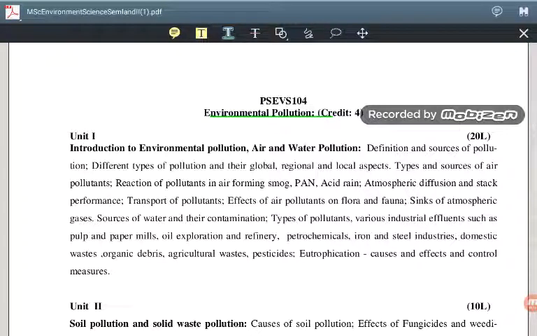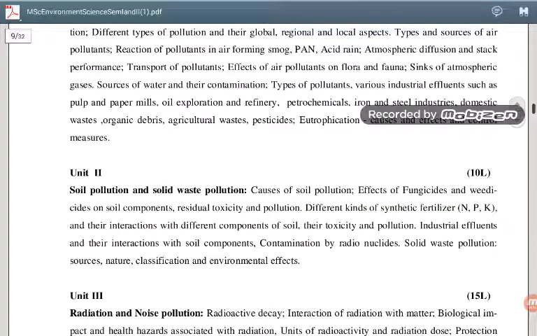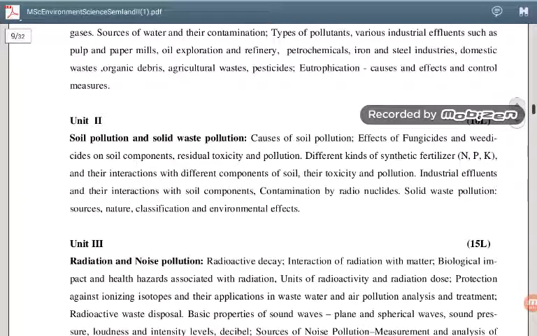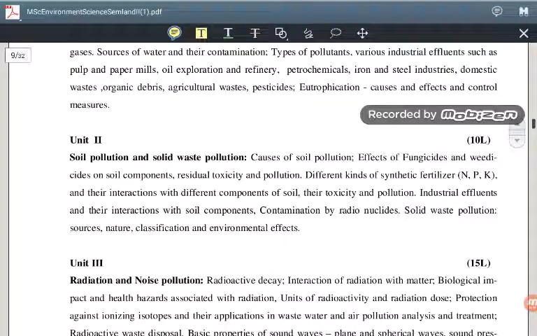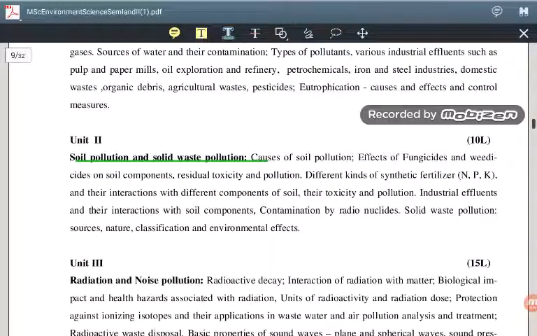Again, the environmental pollution paper, the fourth paper, consists of 4 units. The first unit is the introduction to environmental pollution. What are the different types of pollution we are facing today? It may be air, water, soil, etc. You can say that paper 4 consists totally of pollution. The second unit is related to soil pollution and solid waste pollution.